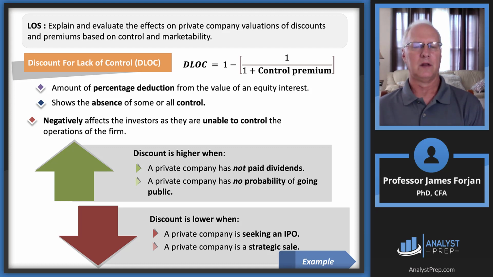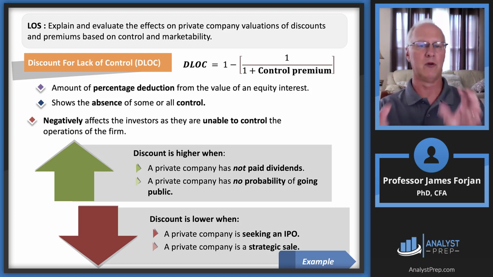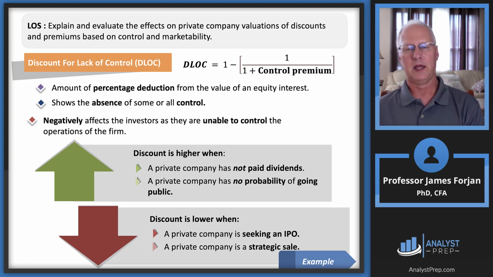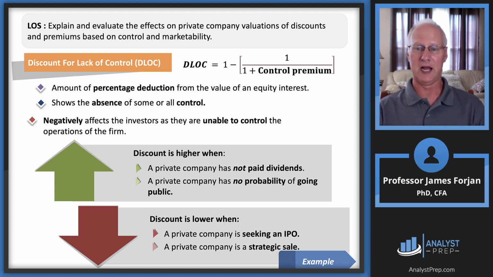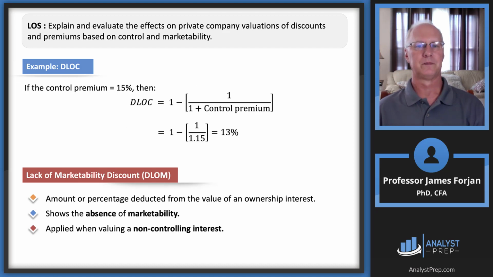Now, I think the important part of this LOS is explain, right? So this discount is higher when a private company has not paid dividends and it has no chance of going public. So that's probably important to remember. That's why we put that in the gray box. Discount is lower when it's seeking an IPO and it is a strategic sale. So that's important. I would know those 2 gray boxes. Here's super simple math here, right? So all we're going to do is, control premium results in a discount of 13%.